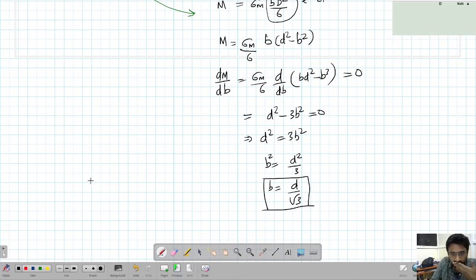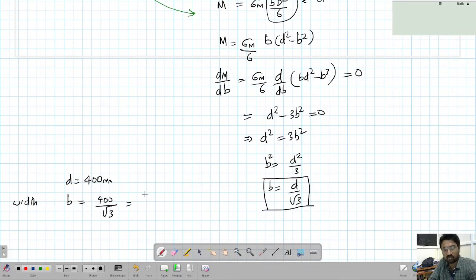So we know that small d is 400 mm. So width of the section, width of beam equal to 400 upon root 3. What is the value? This comes out to be 230.94. So let's say 231 mm.